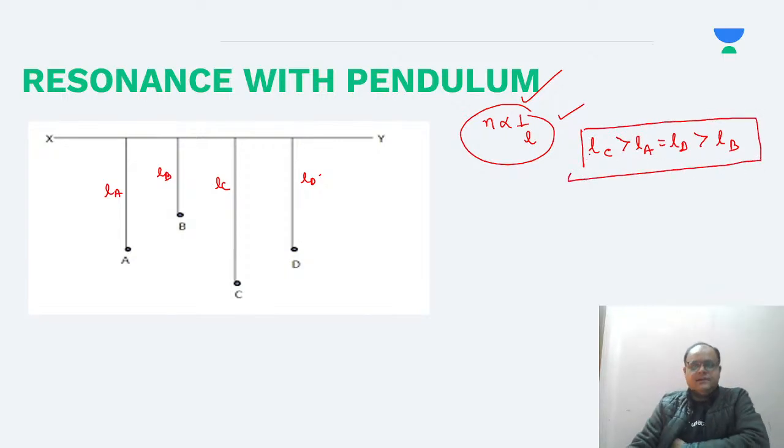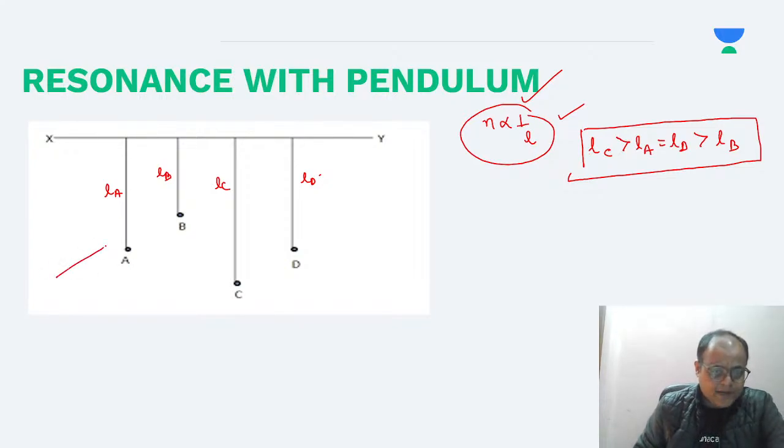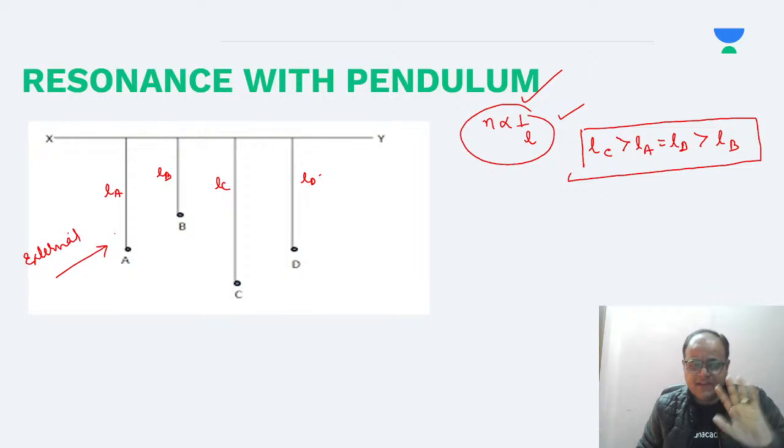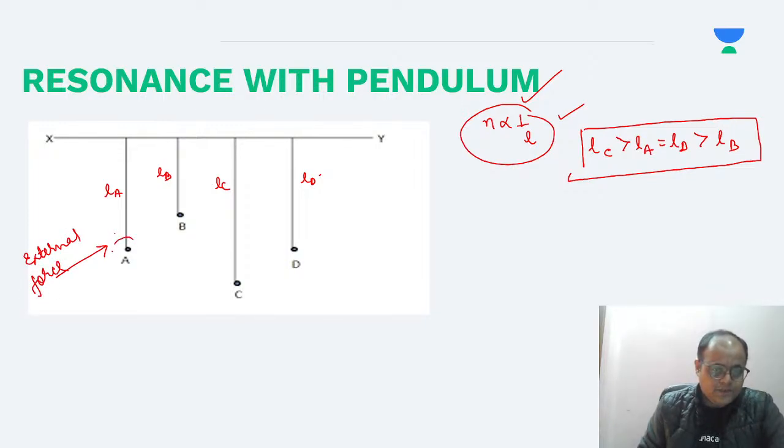This is what will happen. We have seen the order of the lengths. Now let us suppose we set pendulum A into vibration. We apply an external force. Try and understand, it's very easy. We apply an external force on this pendulum A.